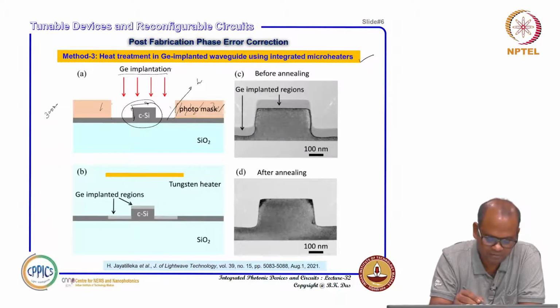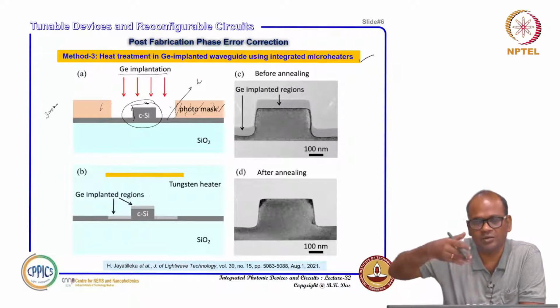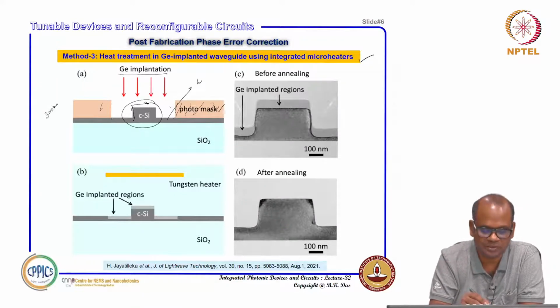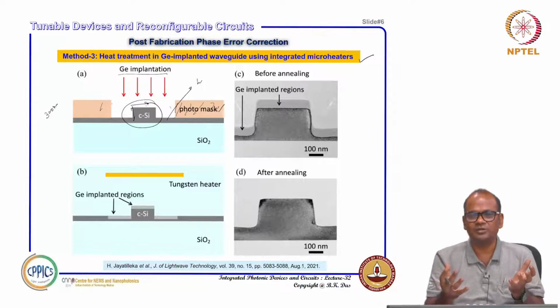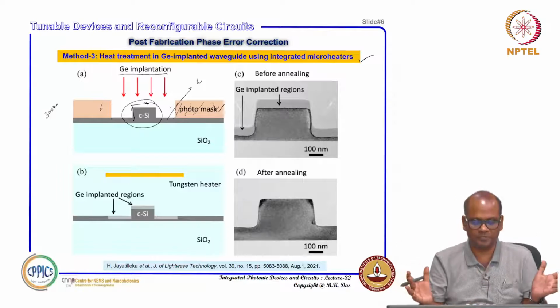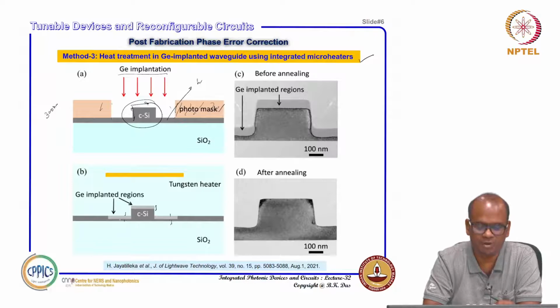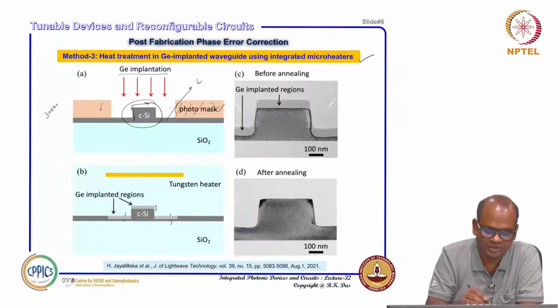So once you implant, then what happens? The implanted germanium goes through the silicon surface. Because of its energy, it goes a little deep inside, and while traveling through the surface into the silicon substrate, it actually deforms the crystalline structure. Somehow it destroys the structure up to a certain height. Here, also in the slab region, up to a certain height germanium is implanted, and you have actually deteriorated the crystalline structure in that region.